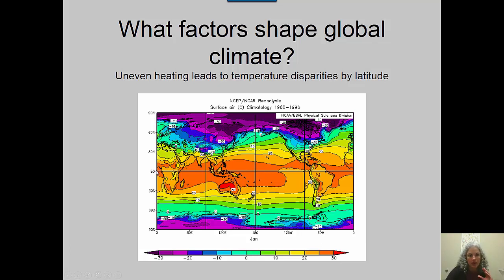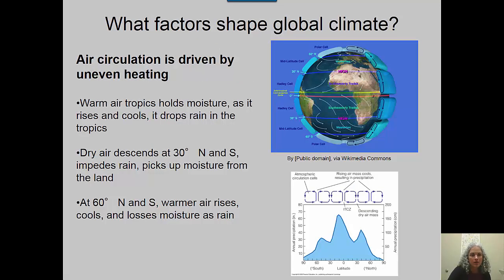In general, the fact that there's more heat and solar energy being delivered to the low latitudes near the equator means that it's hotter there. So we see hotter temperatures near the equator, and they get colder as we move away from the equator to the north and the south pole. So uneven heating, which was explained on the previous slide, leads to temperature disparities by latitude that we can see here in this figure. Okay, so we know that temperature is really important in determining which plants are going to grow where.